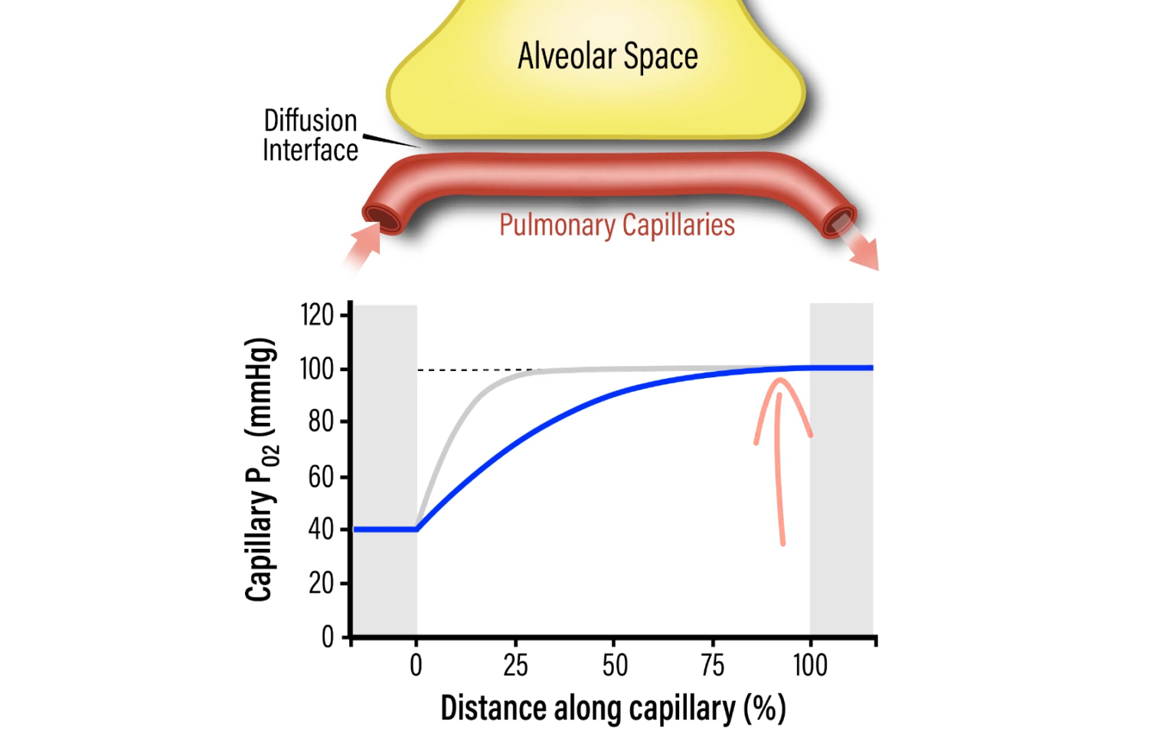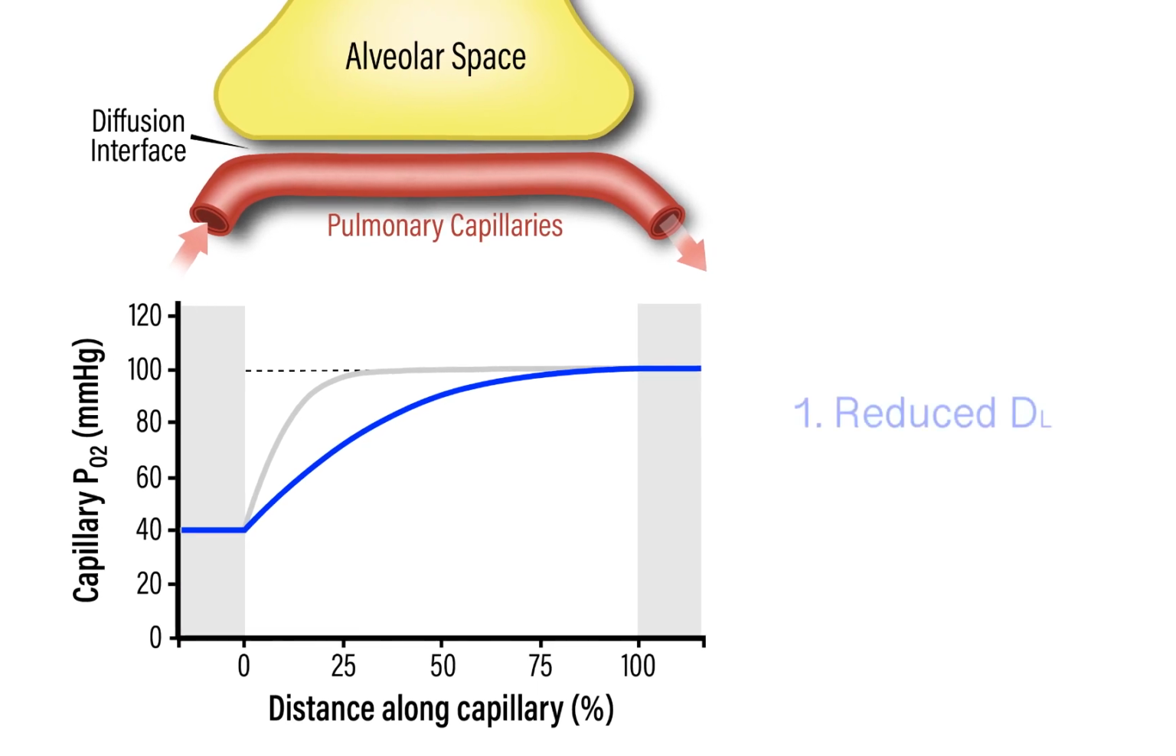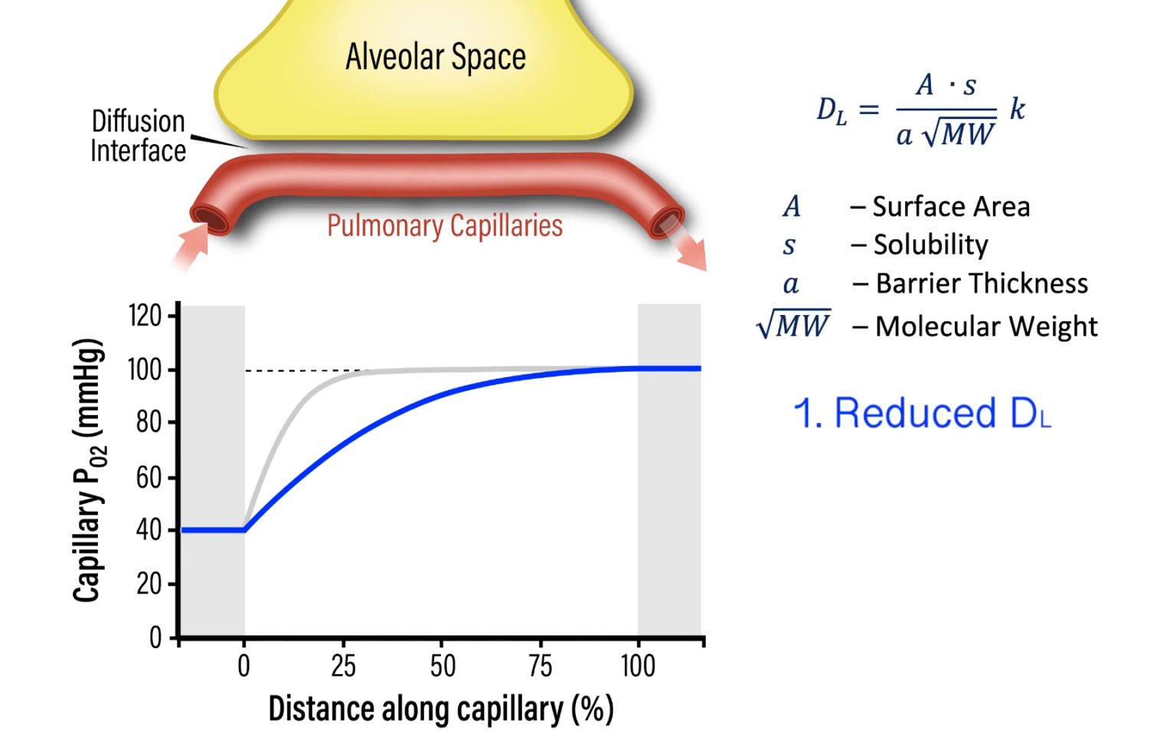So what does this curve represent? It can represent two types of changes to our system here. The first one is this can represent a reduction in our diffusing capacity. What can lead to reductions in our diffusing capacity in this case?